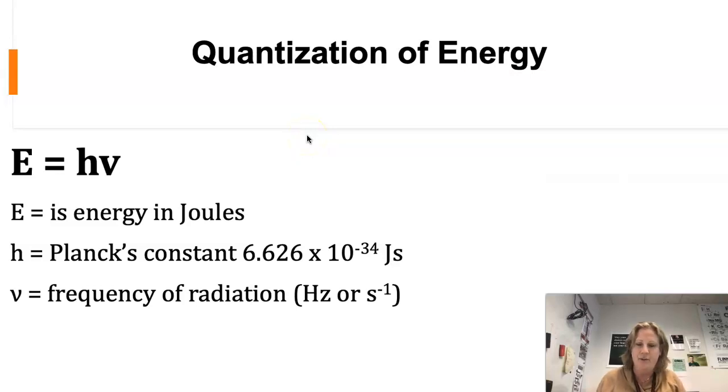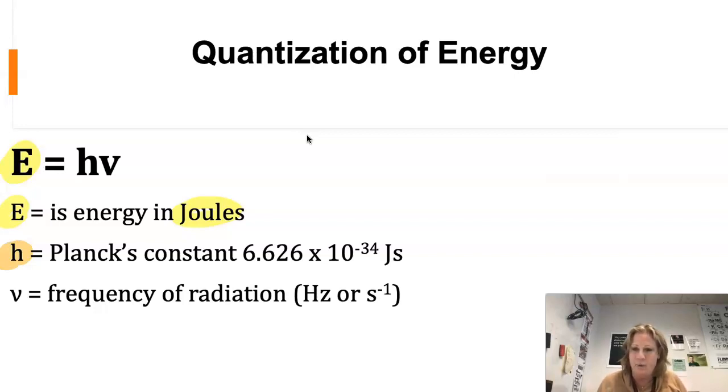Okay, just continuing on from the previous video, we can calculate the amount of energy, or the quanta of energy, that a photon is carrying by using this equation, E equals h times nu. So E is for energy, and that'll be in the unit of joules. And then h is a constant we call Planck's constant.